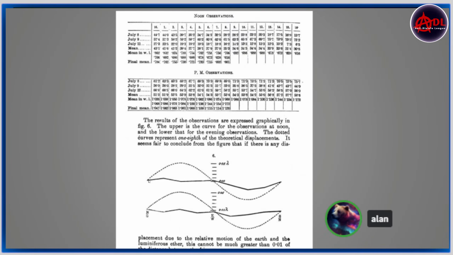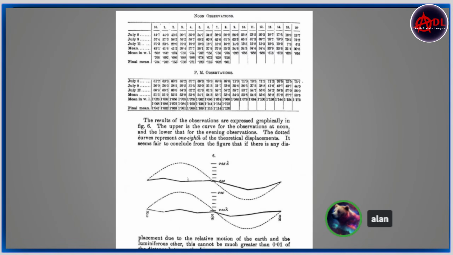So here's the graph for their expected fringe shift pattern to confirm heliocentrism. Right here would be 5 fringes, and this would be the 30 kilometers a second. And let's see. The solid line is what they actually got. So they got just over 1 fringe.